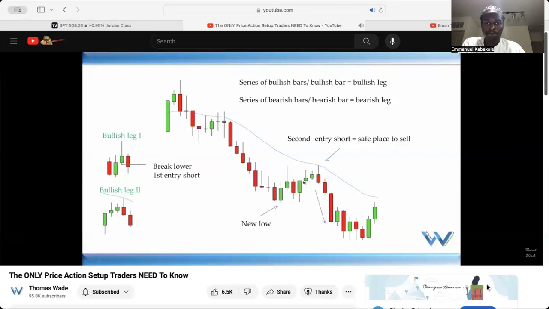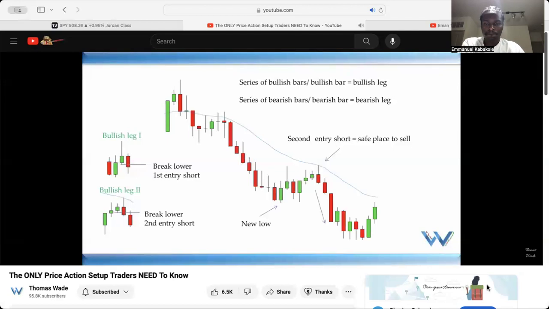Notice the second leg is continuing, and this right here is the second bullish leg, and we have a break below indicating a second entry short. This right here is the first bar, second bar, and third bar. On the third bar of this second bullish leg, we finally had a break below its low, indicating that the second bullish leg played out. And this is the two-legged pullback, indicating to us that the bullish correction played out and the main trend resumed.